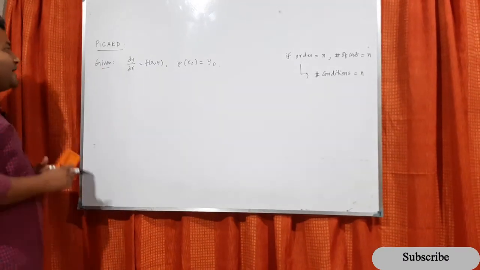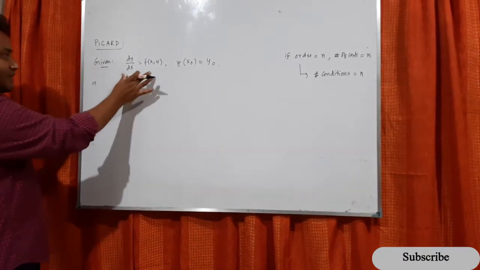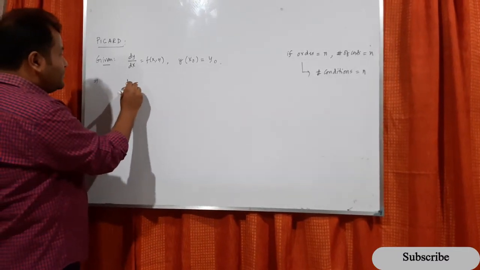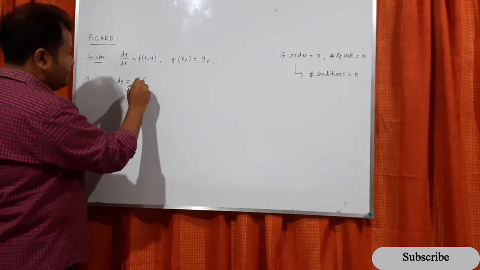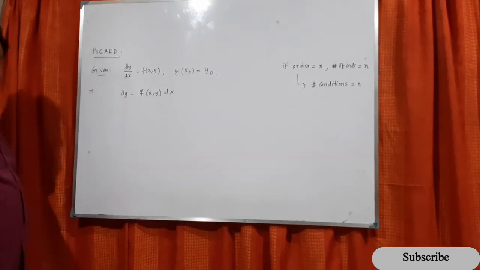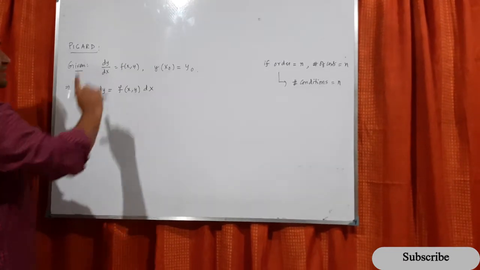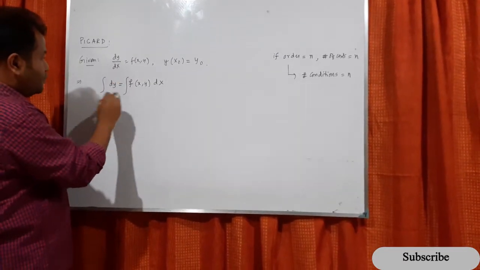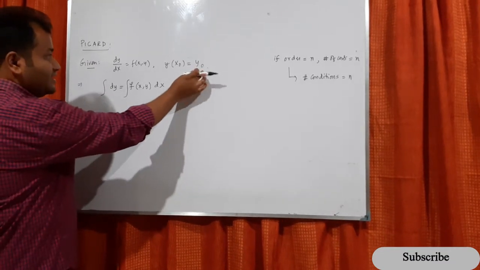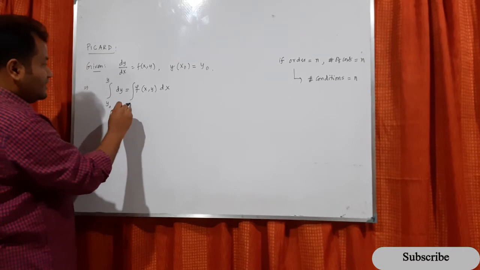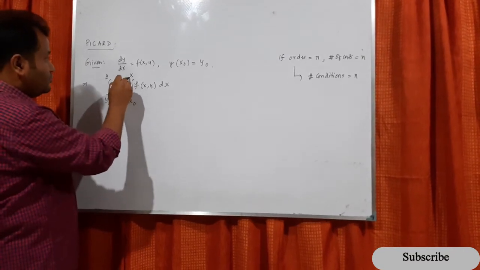Now what is the role of Picard's method? How to solve this? First we take this one. Carefully you see this. So dy can be written as f of x, y dx. So what we have done? dy can be written as f of x, y dx. Then we integrate both sides, from y naught to y, and x naught to x.